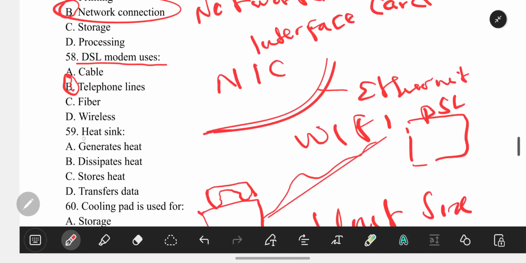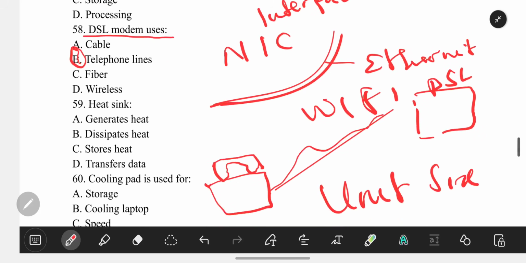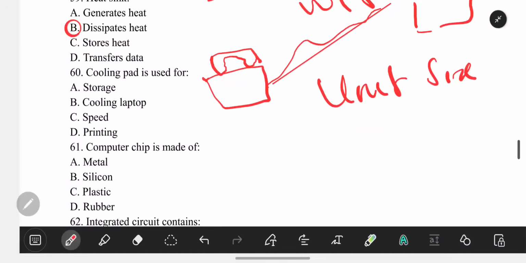Then let's look at 59. Heat sink. So the heat sink, it's a heat and it's a sink, and the sink removes stuff. So it dissipates heat. To dissipate simply means to remove. So it removes heat from the system in order to prevent overheating. So that's the function of the heat sink.